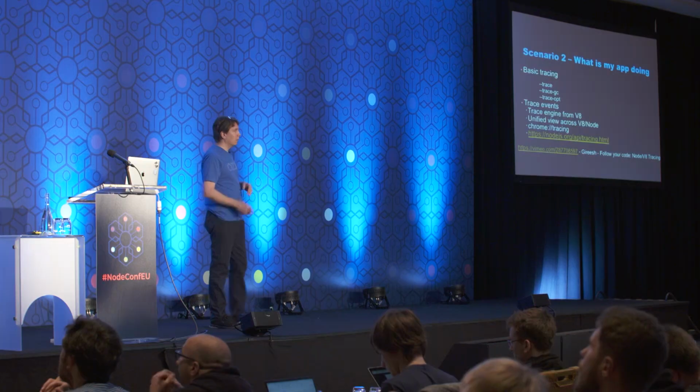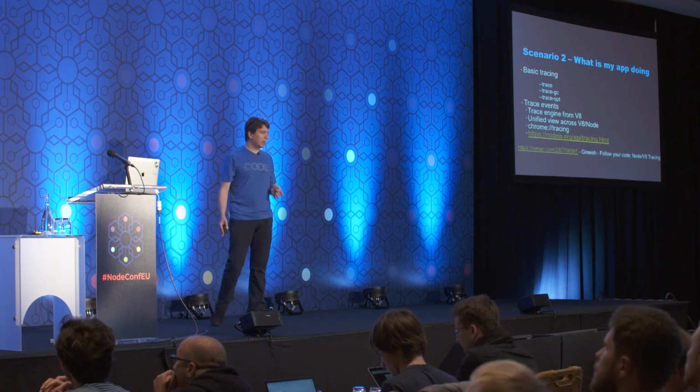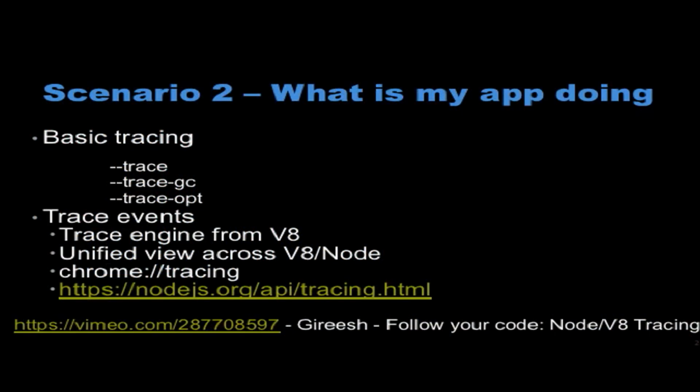The second scenario is, what is my application doing? I actually want to know what the execution flow is, because something isn't working as expected. What is my execution flow? You can turn on basic tracing. So tracing is part of our toolkit to figure out what's going on. As I mentioned, you can do like a printf.